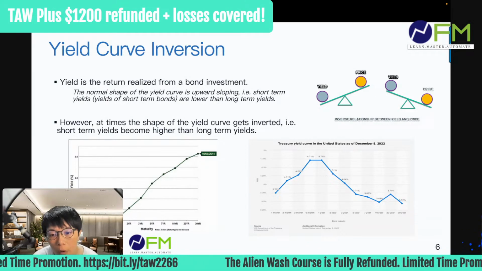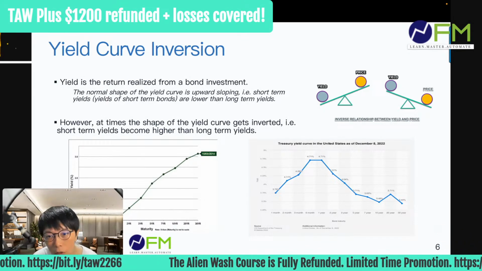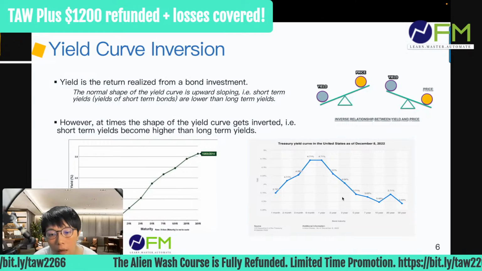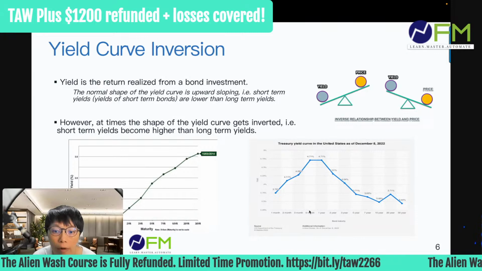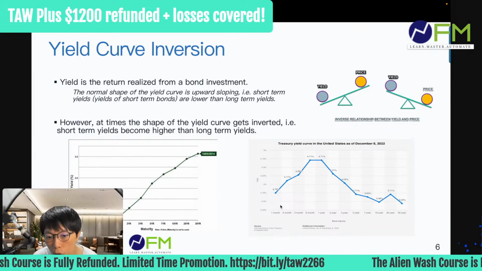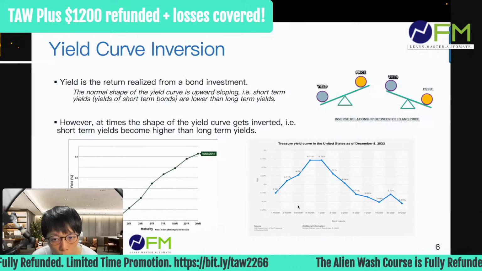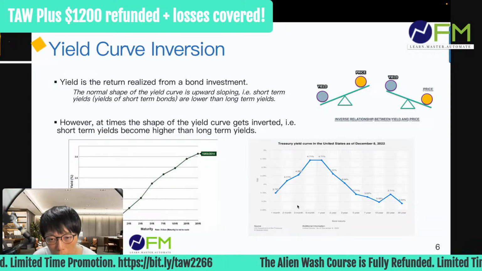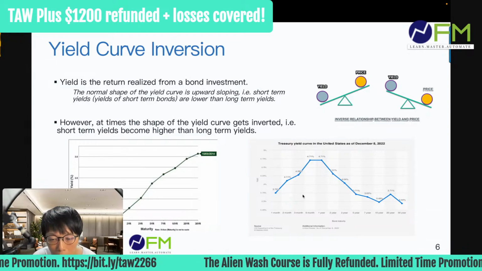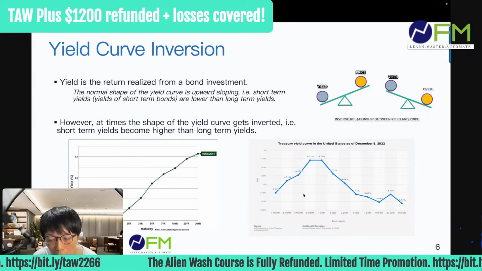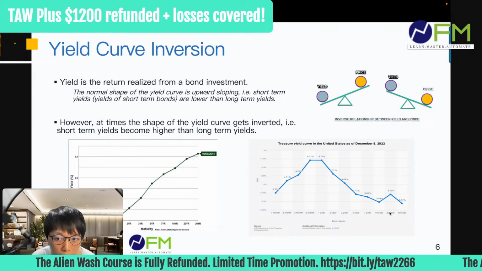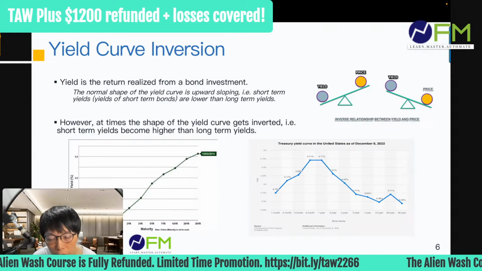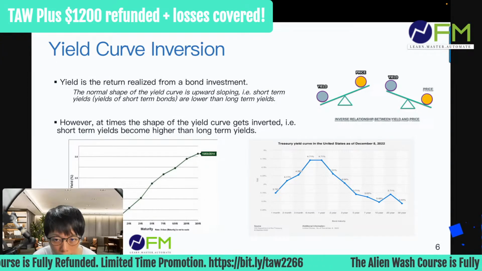However, when you have an inverted yield curve, it means that the behavior of what is happening right now is on the right-hand side. The right-hand side shows that, for example, the shorter term treasury bonds are giving a higher yield versus the longer dated treasury bonds. So we have an inverted situation in terms of the yield curve.